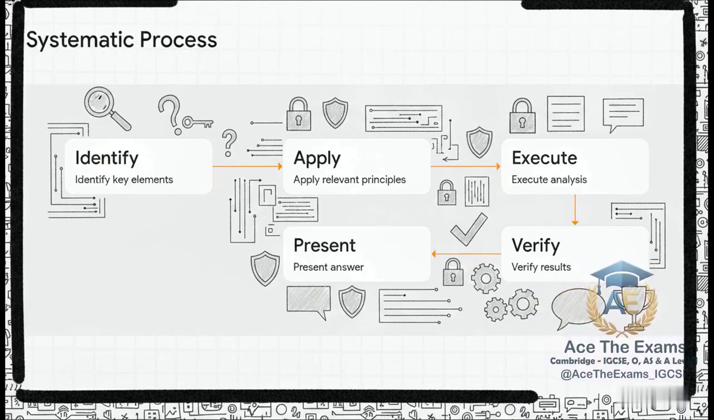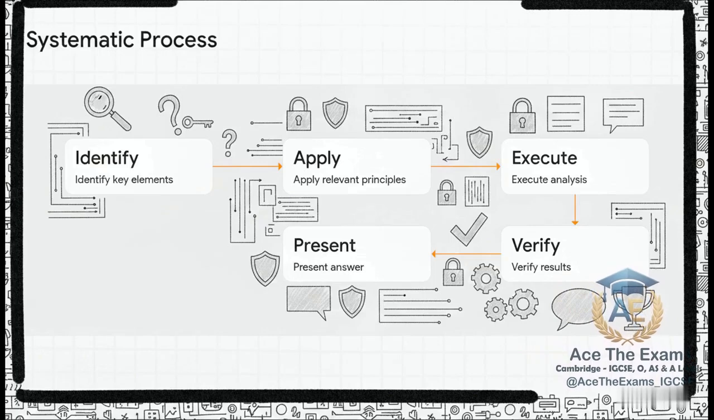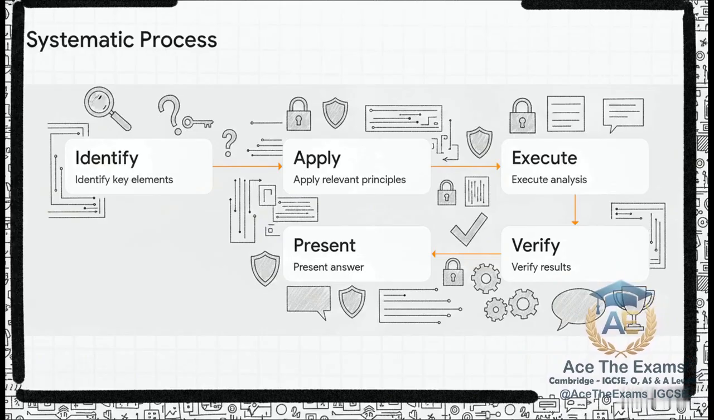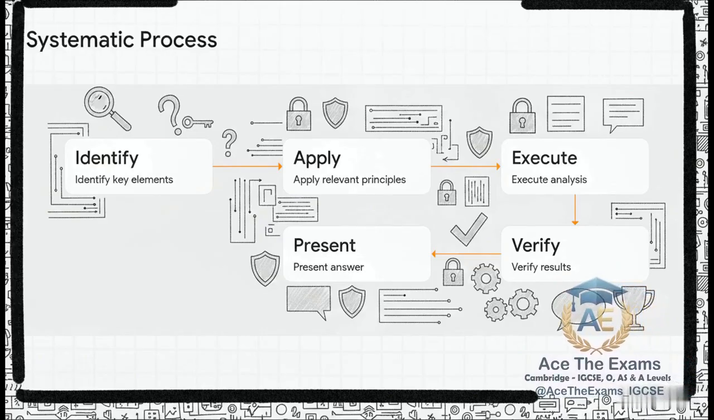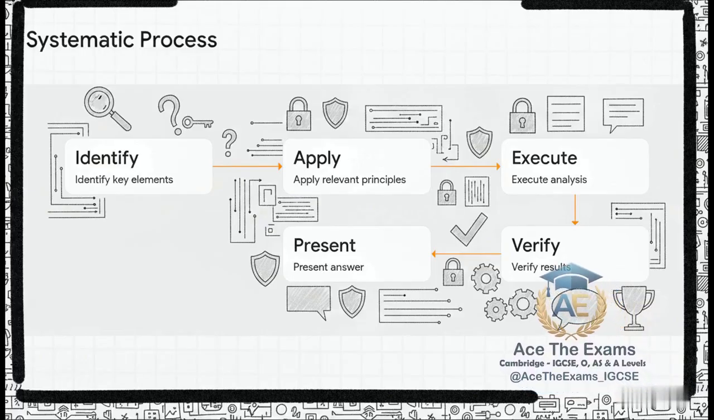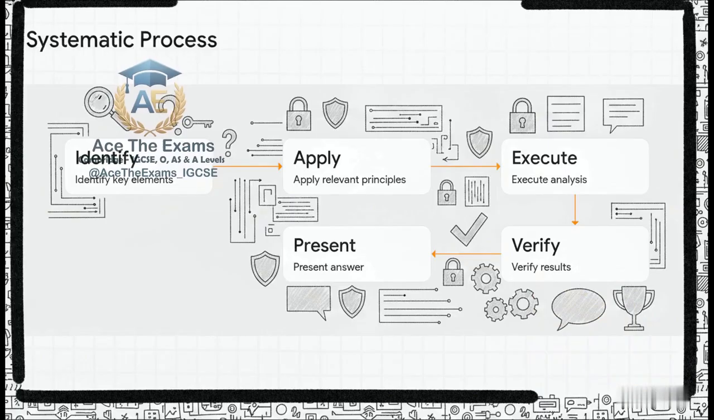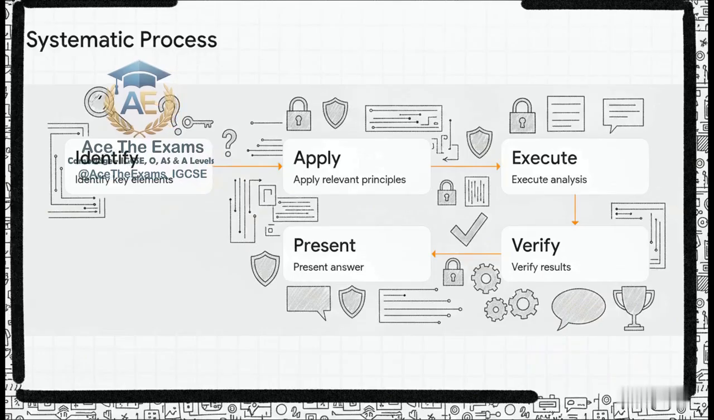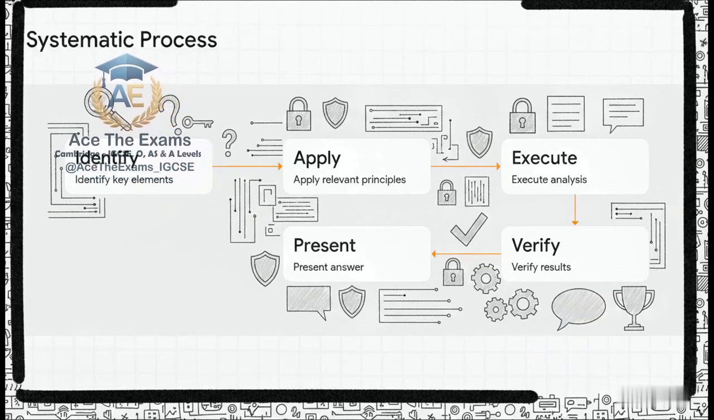Step 1. Identify the key elements of the scenario. Step 2. Apply the relevant security principles. Step 3. Execute your analysis with clear, visible working. Step 4. Verify your results. And Step 5. Present your answer in the appropriate format requested by the command word. If you decode the command word correctly and follow this exact flow while applying the PEEL framework, you are building an impenetrable top-mark answer. This is our computer science success blueprint.